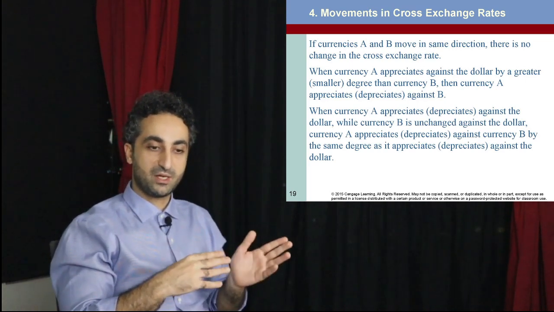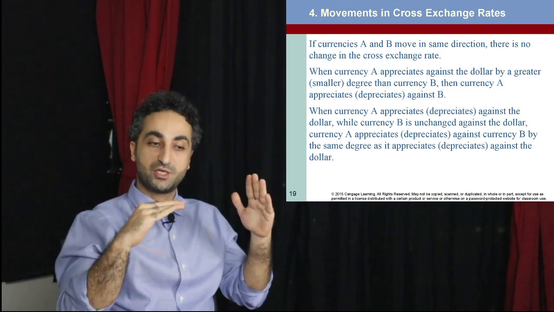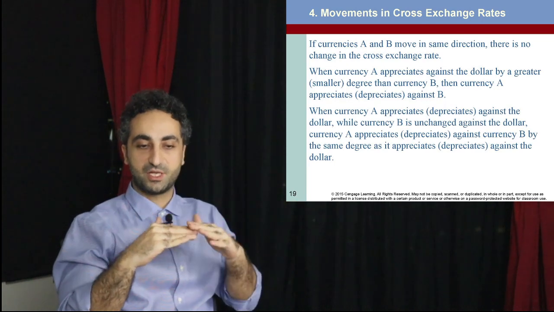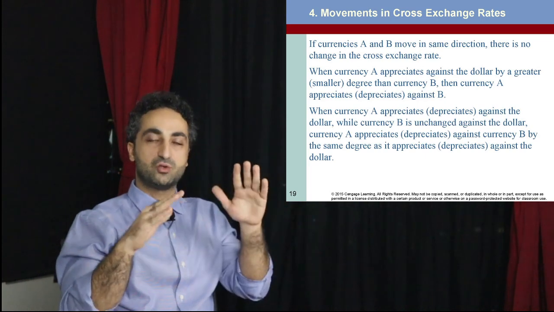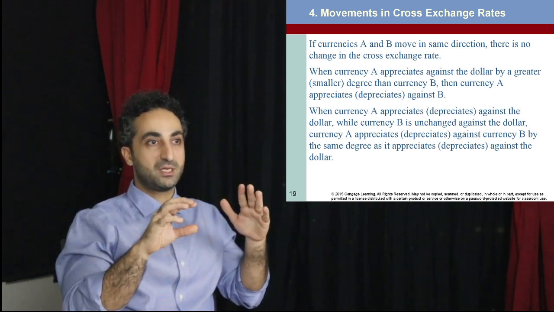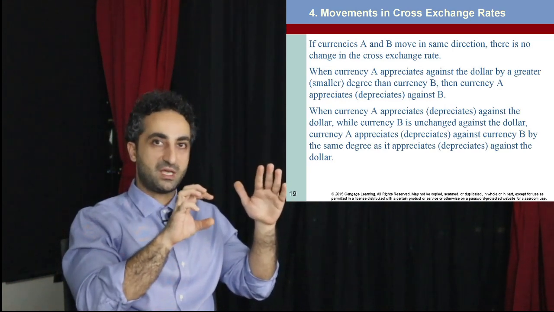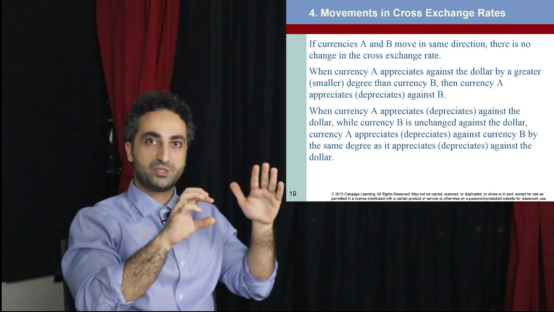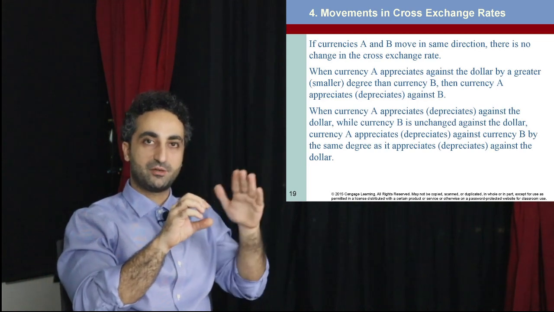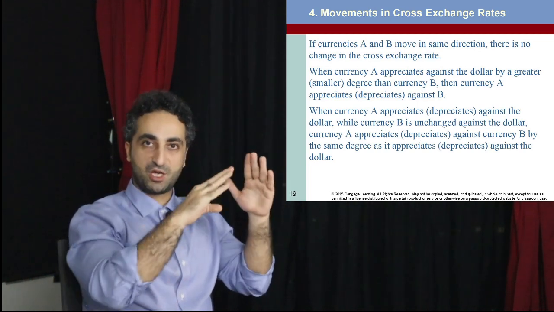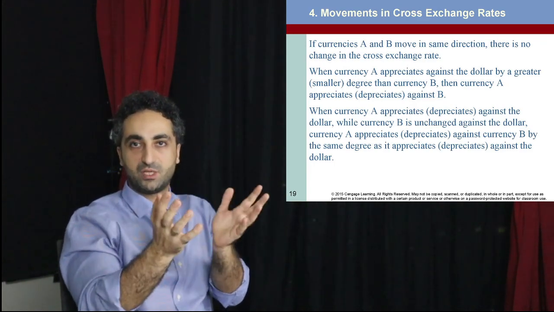However, when currency A appreciates against the dollar, while currency B is unchanged against the dollar, currency A appreciates against currency B by the same degree as it appreciates against the dollar. So, in the last section, we're saying the Singaporean dollar appreciated, however, the ringgit stayed the same against the dollar. How much is the difference? What's the new price between the Singaporean dollar and the ringgit? Same percentage change with USD. Why? Because we remained constant. We didn't move.